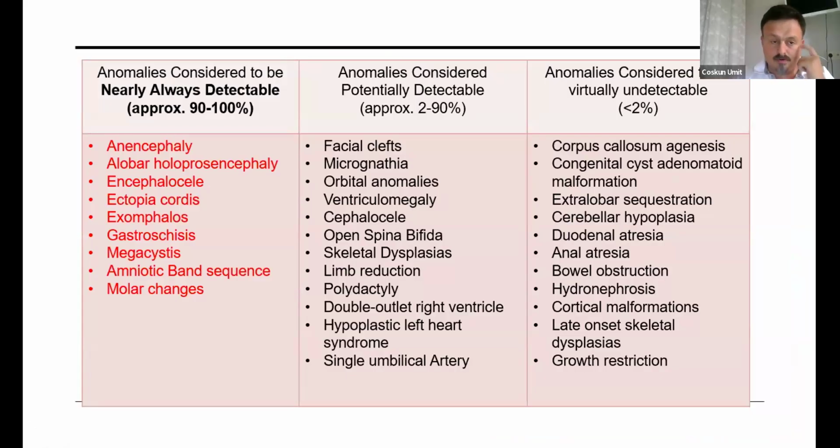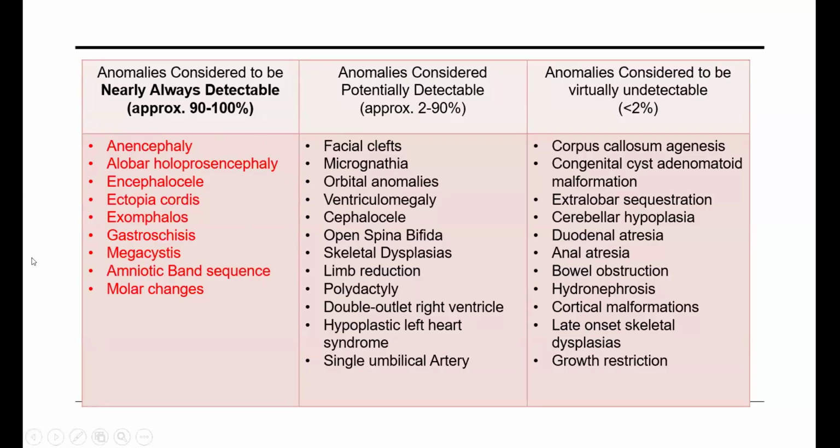This is a very important paper from Singalaki and friends, and they are describing the anomalies in three parts: nearly always detectable, potentially detectable, and undetectable. The first part is very important: anencephaly, alobar holoprosencephaly, encephalocele, ectopia cordis, exomphalos, gastroschisis, megacystis, amniotic band sequence, and molar change.